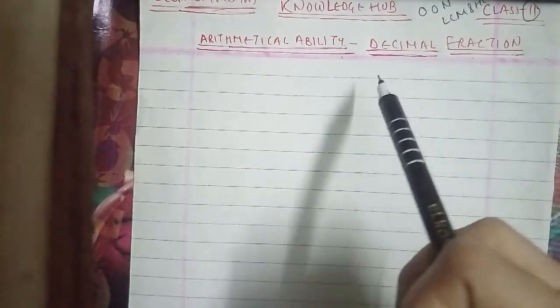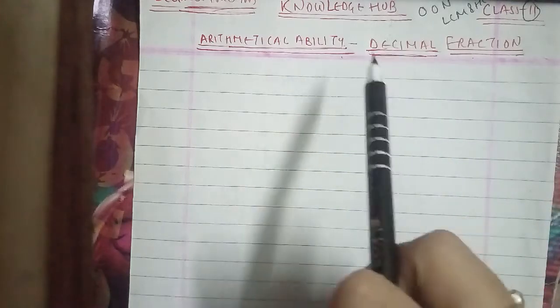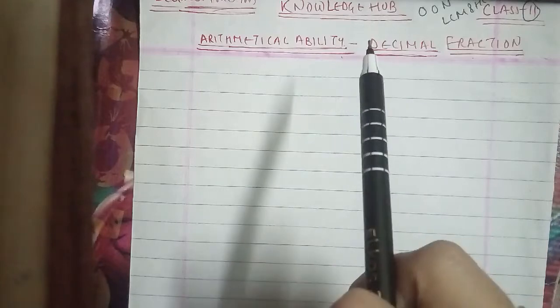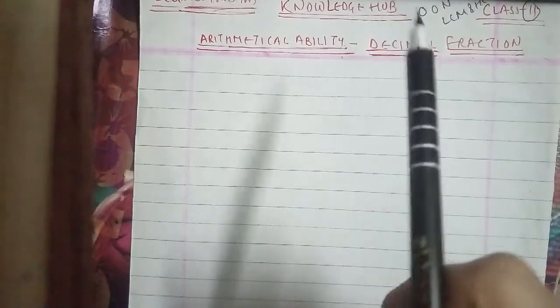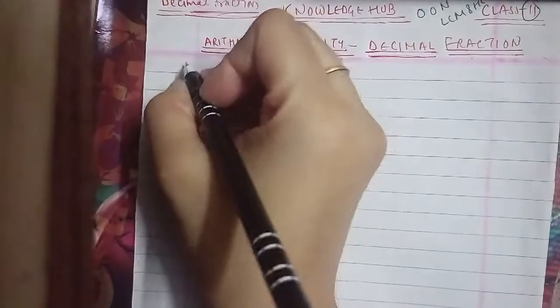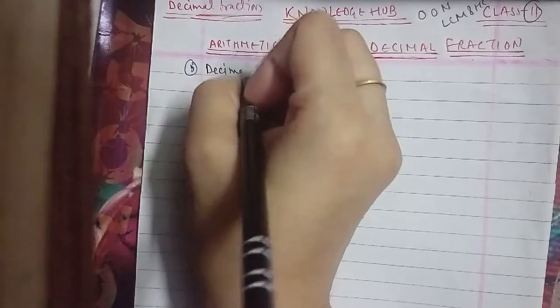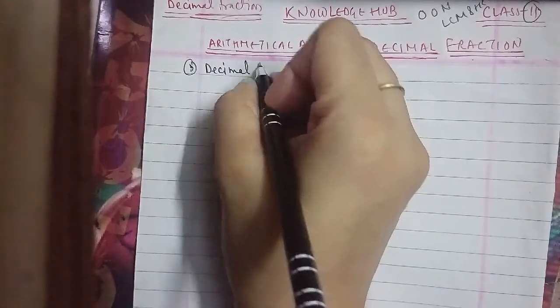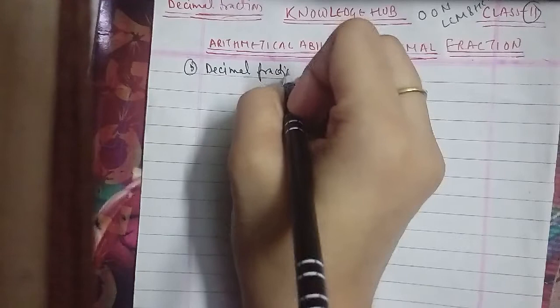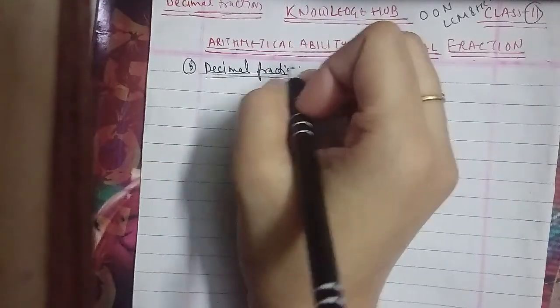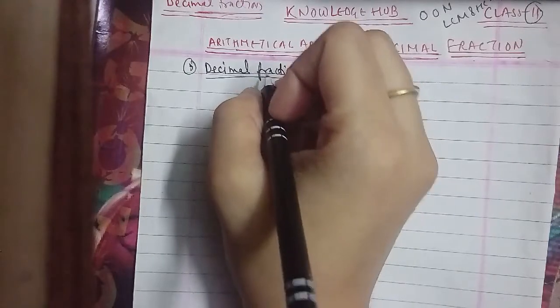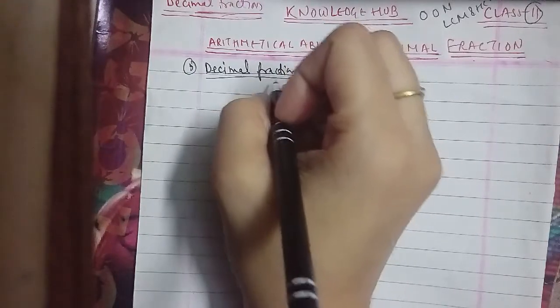But what is a decimal fraction? A fraction in which the denominator is a power of 10 is known as a decimal fraction. I repeat, you can just write it down if you want to. Decimal fraction: a fraction in which the denominators are powers of 10 is known as a decimal fraction.